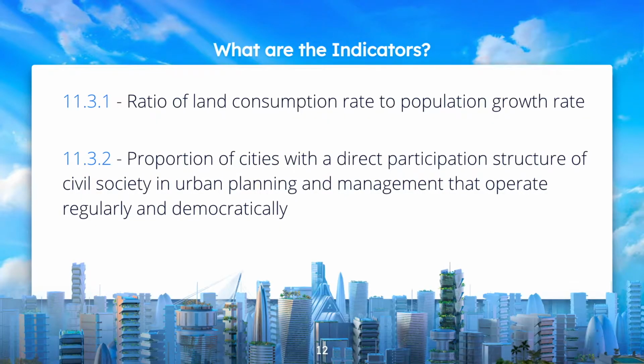So then, what are the smaller indicators under SDG 11.3? SDG 11.3.1 states that the ratio of land consumption rate to population growth rate is an indicator to solving this goal. So we have to meet a ratio of land consumption that is ideal.